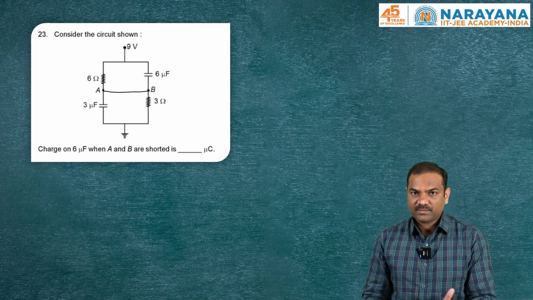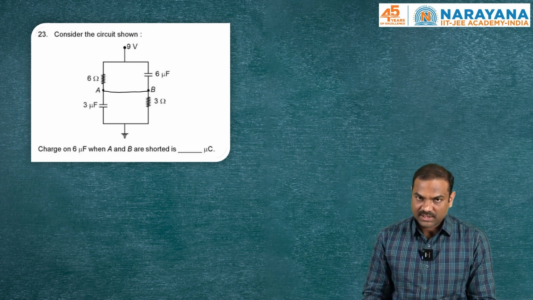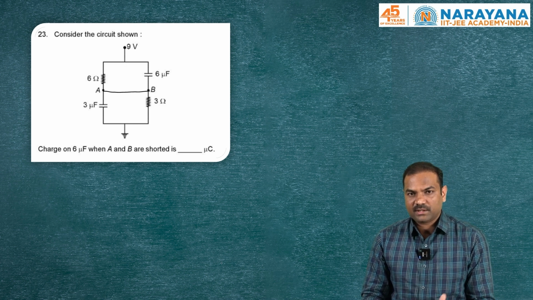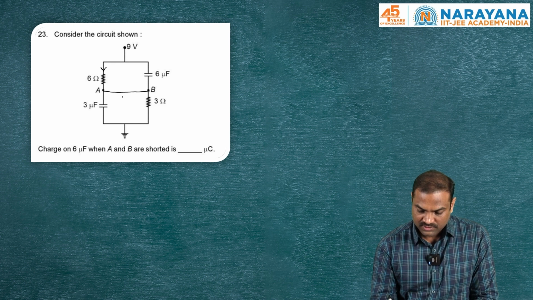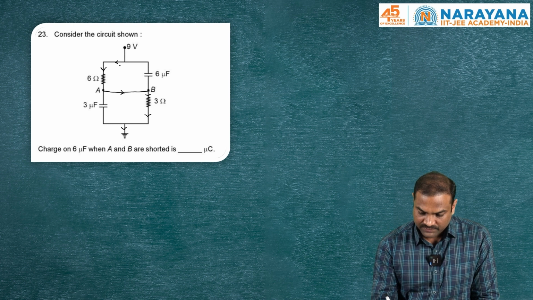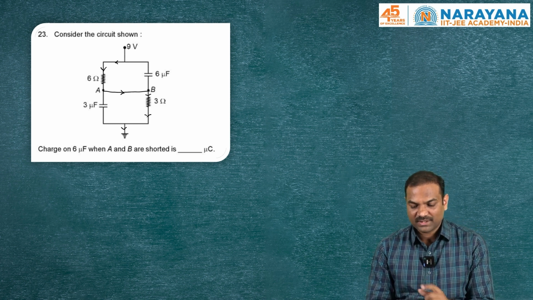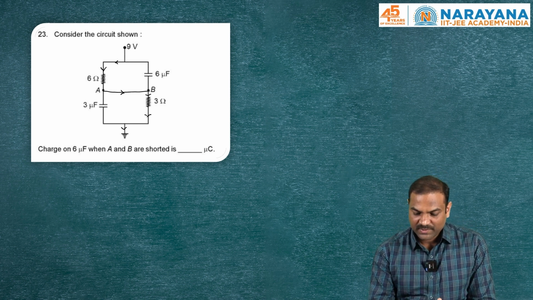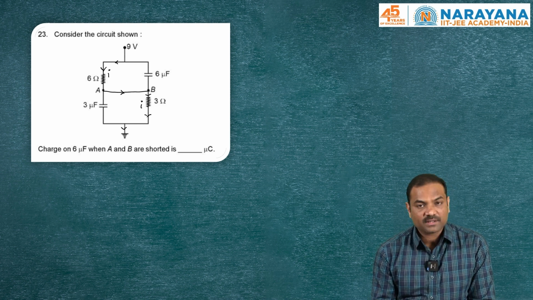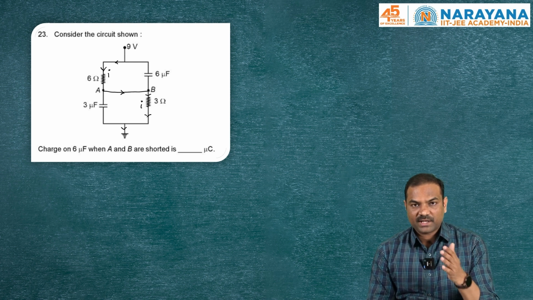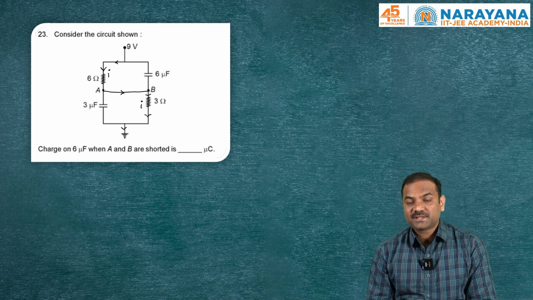So I'm solving for the steady state. In steady state, the capacitor does not allow current. So the current flows through the 6 ohm and 3 ohm and goes to the ground. This is the path of the current, because the capacitor does not allow it. Whatever current is there in the 6 ohm, the same current will be there in the 3 ohm also. That means the 6 ohm and 3 ohm will be in series.